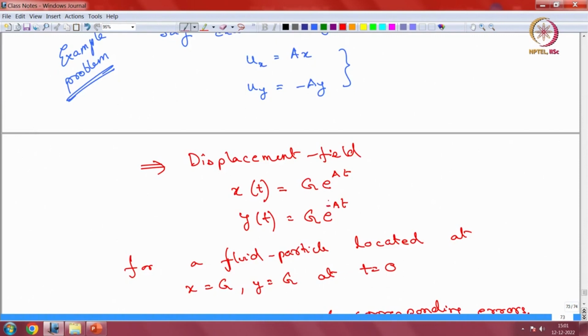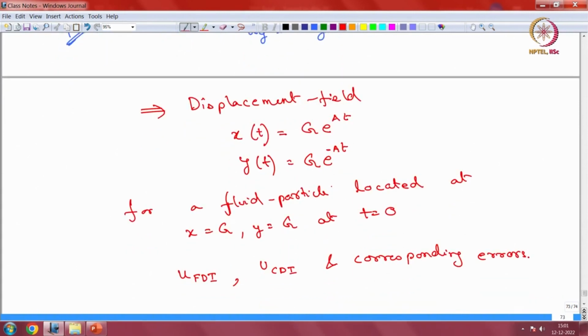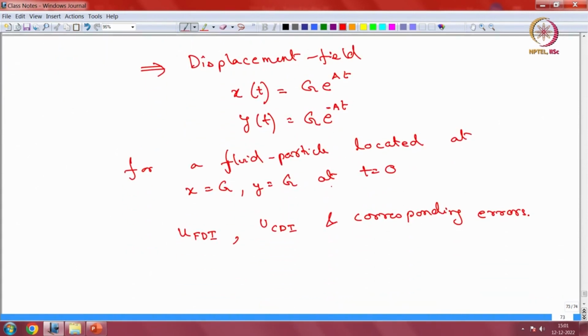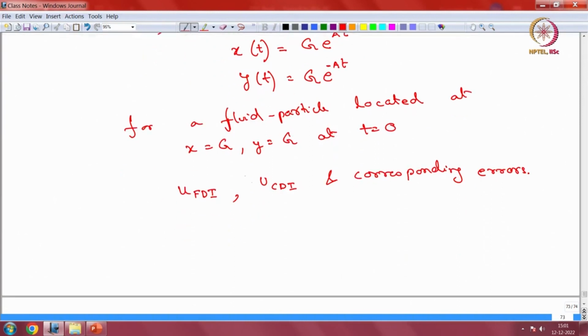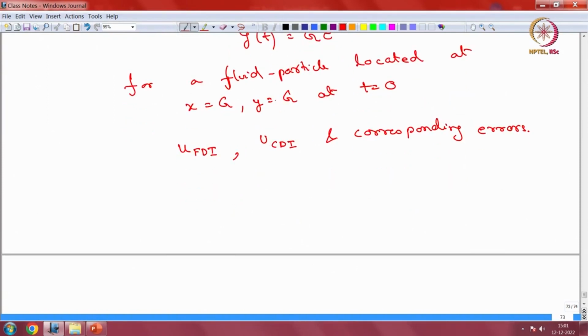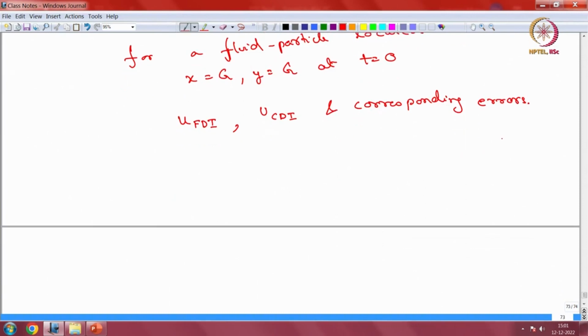Okay, so now that we have this, what we want to do is understand how we calculate the numerical portions of the velocities in a situation like this, and also the corresponding errors. Okay, so we now are ready to discuss the solution of this.